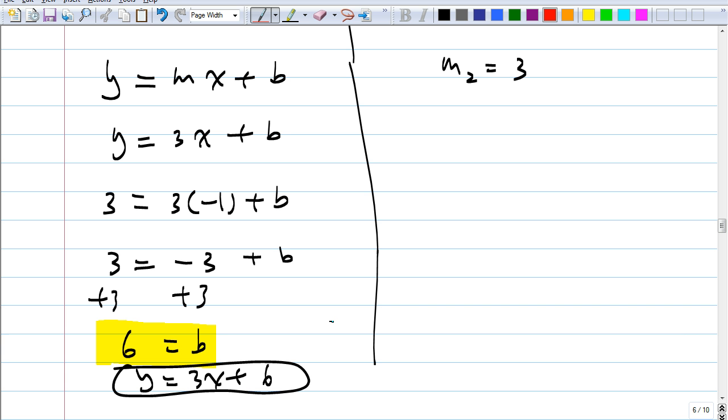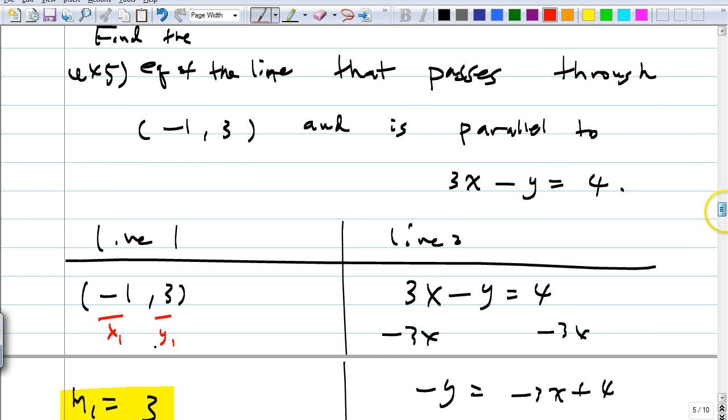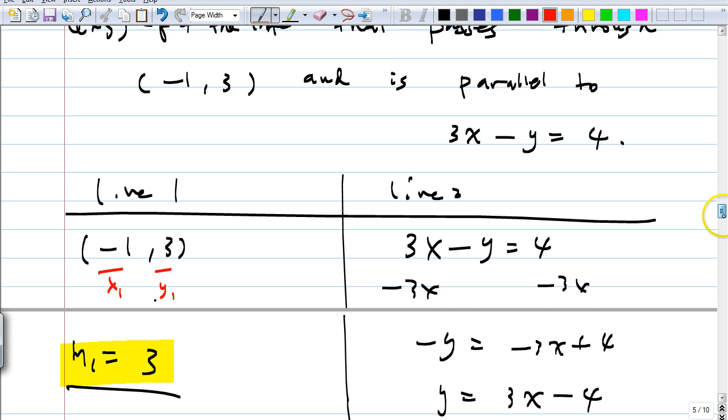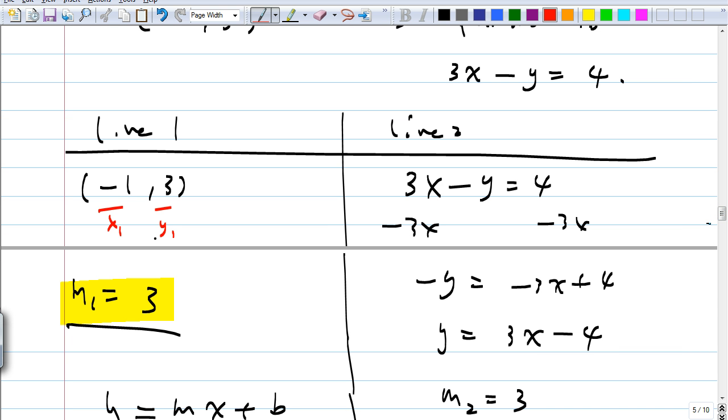Now, by the way, what if they said the second line has to be perpendicular to this line? Which slope would you have used? Instead of using 3, you would have used negative 1 over 3. Yes, because if they're perpendicular, when you multiply, they have to be opposite reciprocals. It has to be negative 1. Does that make sense? On your homework, they're going to give you one that's parallel, one that's perpendicular, and so forth. Okay. All right, let's move on to the last one.